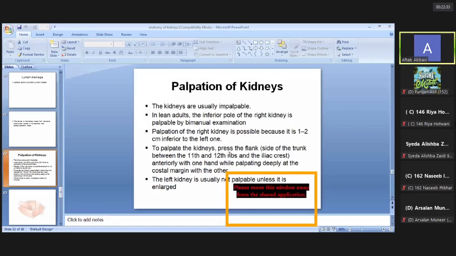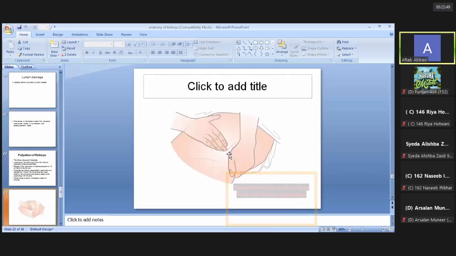By applying a slight pressure with the right hand, you can feel only the inferior pole of the right kidney. The left kidney is really impalpable and it's only palpable when it is enlarged in different kidney conditions. So that is a bimanual examination to palpate the kidneys.